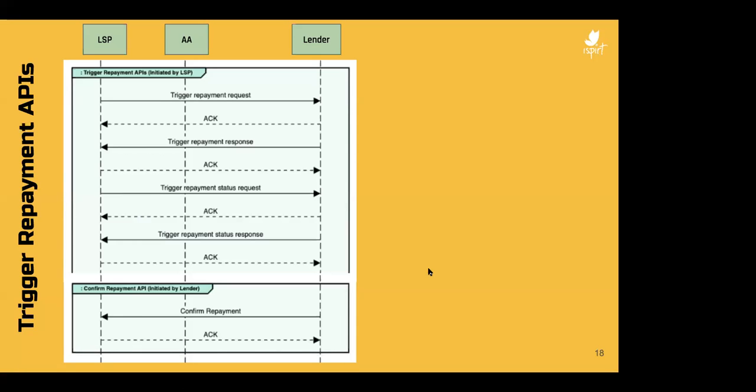Now, this entire trigger repayment API is not going to be called during the initial setup of the loan. It will be called maybe a month or 3 months or 6 months after the loan was set up. This is just to explain to you how the flow will work.